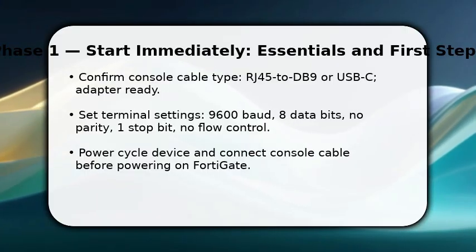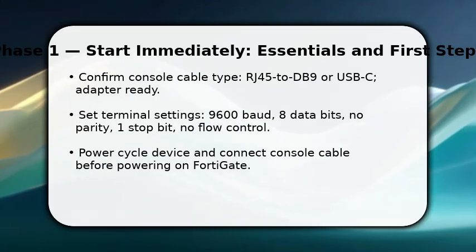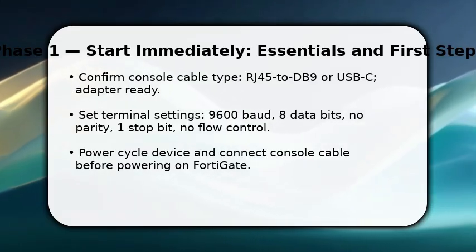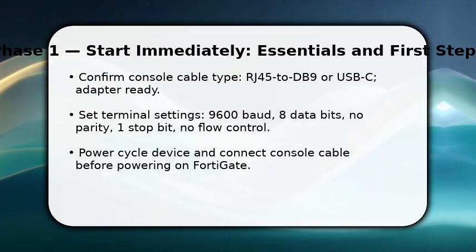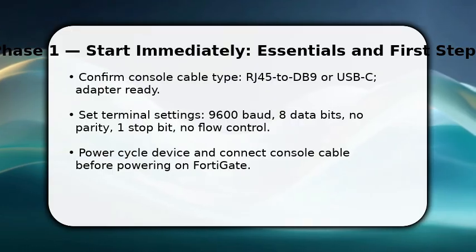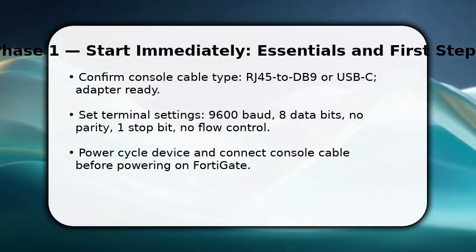You start by getting the physical link right. This matters because the console is the only always available access path. Plug the RJ45 to DB9 or USB-C adapter into your laptop, then attach the console cable to the Fortigate.